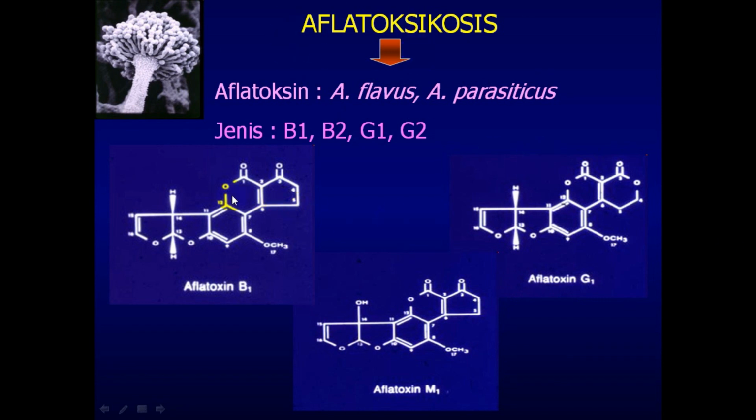This is the chemical forms of aflatoxins. There are many: aflatoxin B1, G1, M1. M1 means aflatoxin that can be found within the milk. Aflatoxin B1 or G1, B means blue and G means green, refers to the fluorescence if we expose the mycotoxins to an ultraviolet lamp.